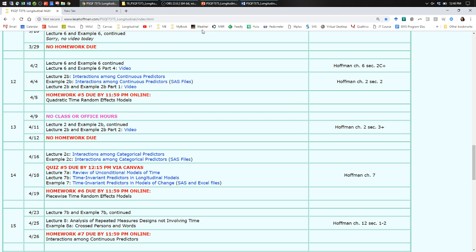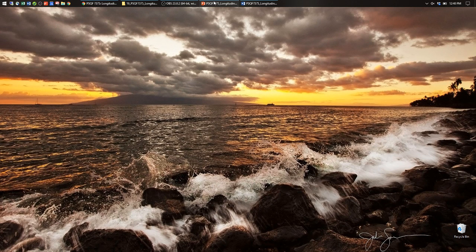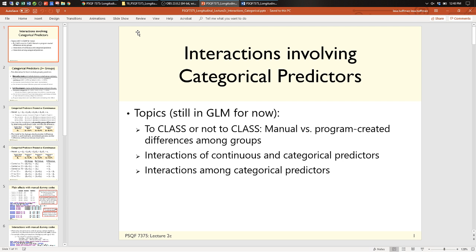No? Okay. So last week we talked about interactions among quantitative predictors or continuous predictors. This week we're adding in interactions involving categorical predictors. And there are 2 different ways to set up these types of interactions. I want you to know how both of them work so that you can make a choice for yourself as to which is going to be more convenient in a given situation. So we're in lecture 2C, and then example 2C will go with it. Are we ready? Got it? Okay.